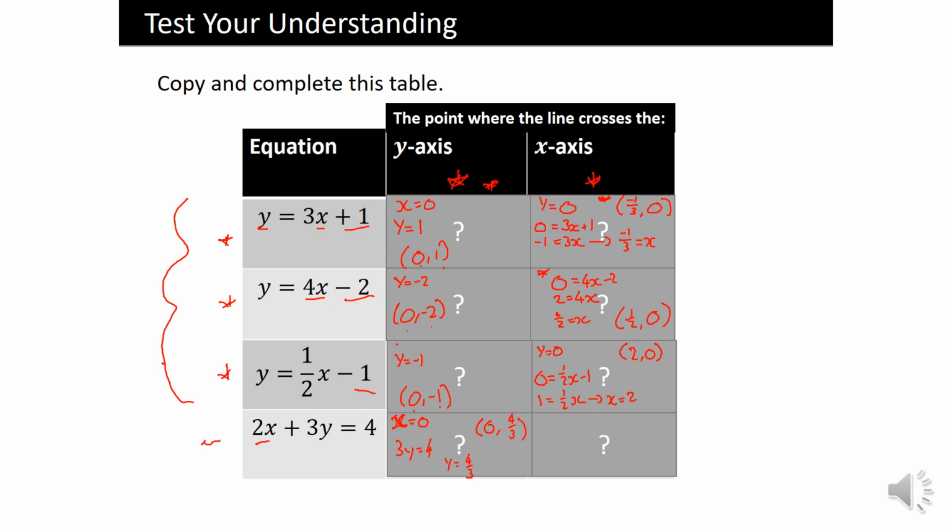And for the x-axis, we set y equals 0, so this term will vanish. So 2x equals 4, x equals 2. So our coordinate would be (2, 0).